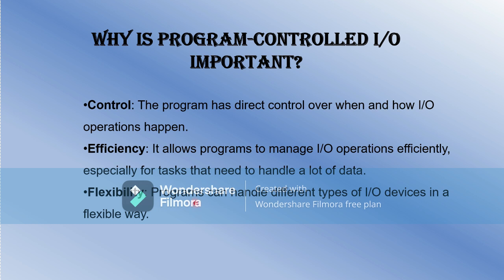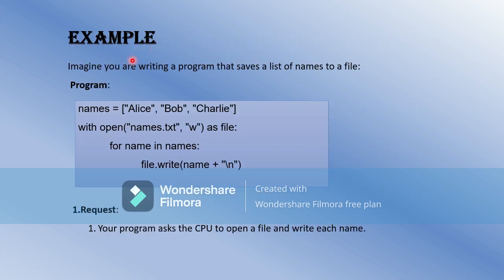The next one is flexibility. A program can handle different types of input and output devices in a flexible way, whether it is a keyboard, a mouse, a printer, or a storage device. The same basic approach can be used to manage data transfer. This makes it much easier for a program to work with a wide variety of devices.